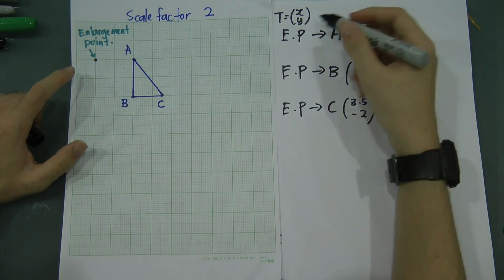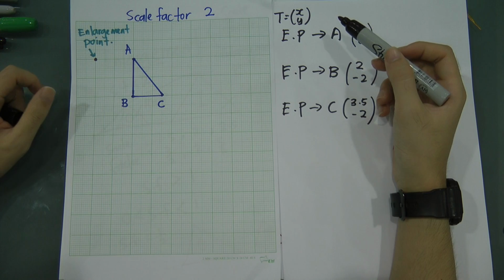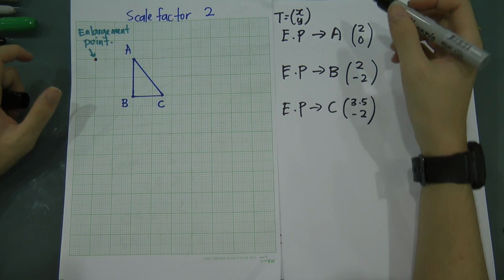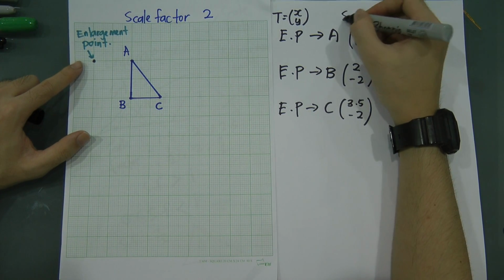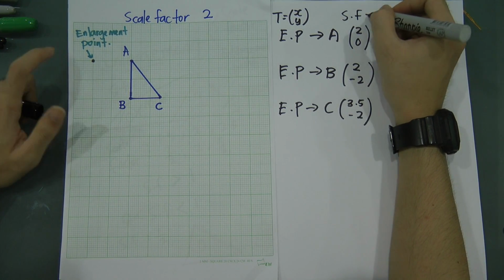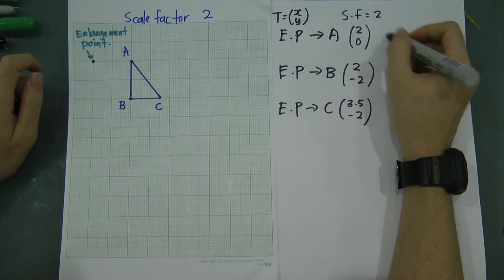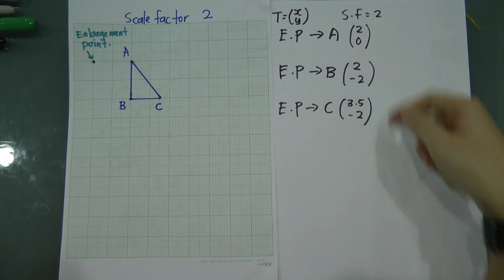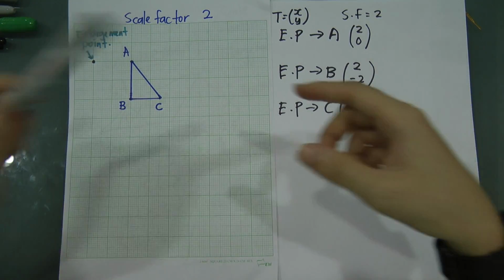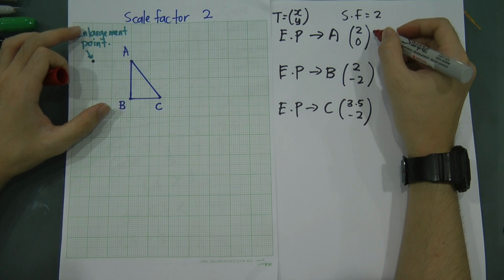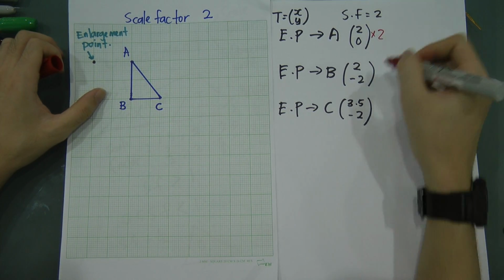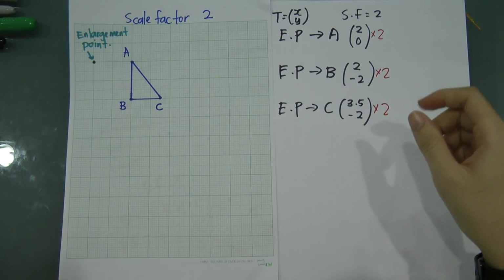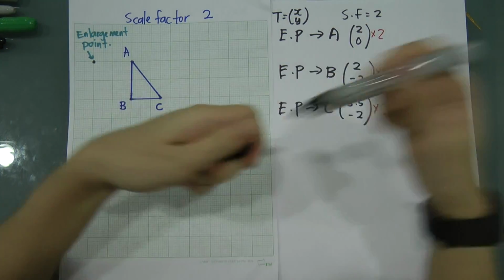Alright, you got the translation from enlargement point to A. What is interesting is when he gives you scale factor equals 2, you just multiply 2 for everything. If he gives you scale factor -2, you just multiply -2 to all the translation. So now I multiply 2, 2, 2, then I will get the new translation, because multiply 2 is for X and Y both.